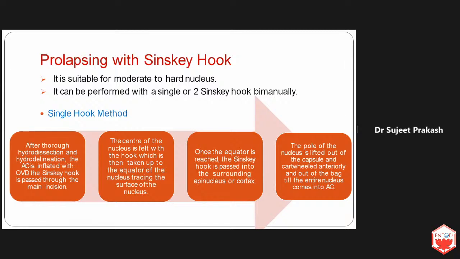First, we'll look at the procedure for single Sinsky hook. So after thorough hydrodissection and hydrodelineation, the AC is inflated with OVD and the Sinsky hook is passed through the main incision. The center of the nucleus is felt with the hook, which is taken up to the equator of the nucleus, tracing the surface of the nucleus. And once the equator is reached, the Sinsky hook is passed into the surrounding epinuclear cortex, and the nucleus is then cartwheeled, and it comes out through the tunnel.